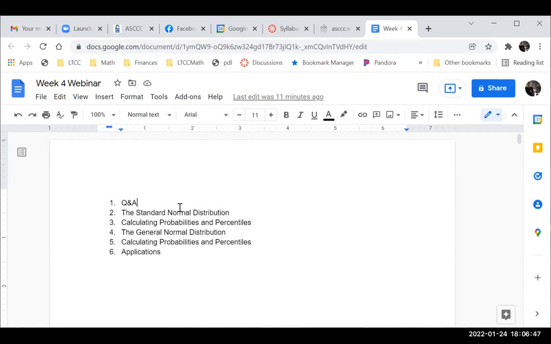Whereas number 4, the general normal distribution, means that you don't have to know the mean and the standard deviation. But for the standard normal distribution, the mean is 0, and the standard deviation is 1. And there's a reason for that. And the reason is it's the easiest.